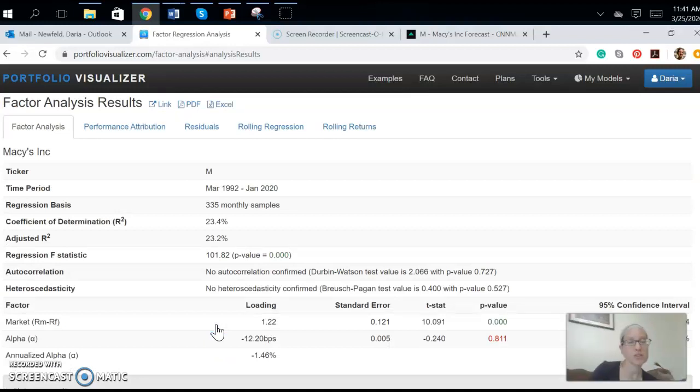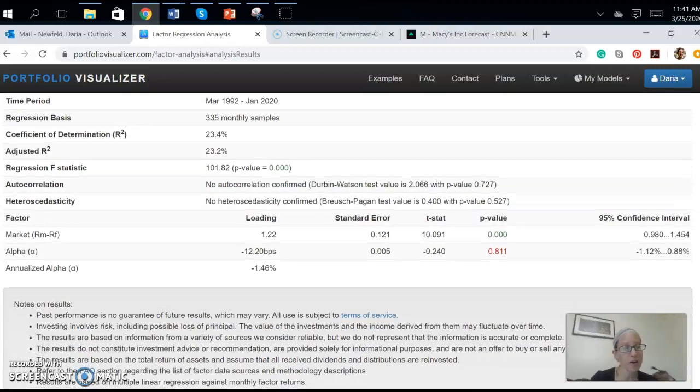All right. So if I look on here, the beta for the market return is 1.22, and my alpha is negative 12.2 basis points for an annualized alpha of negative 1.46%. So that's telling me that my stock is a lot riskier than I would have expected. I didn't generally think of Macy's as being that risky.